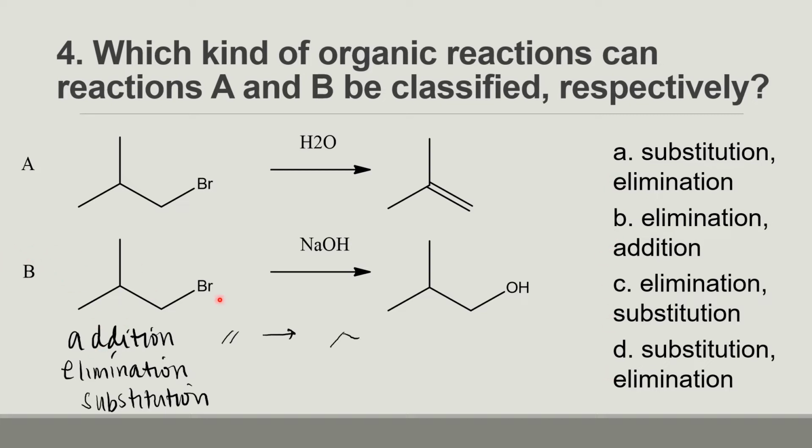Reaction B, from bromine, naging bromine functional group, no? Naging alcohol, no? Naging alcohol yung compound, nagkaroon ng OH group, hydroxyl group. So, what happened is, napalitan si bromine, naging hydroxyl group, therefore it is substitution. Okay, so the correct answer for number 4 is C, elimination and substitution.